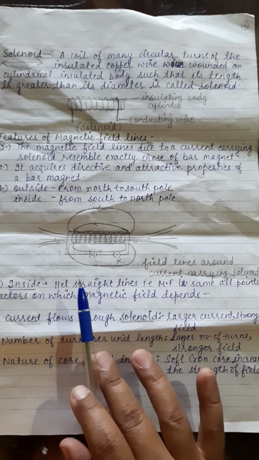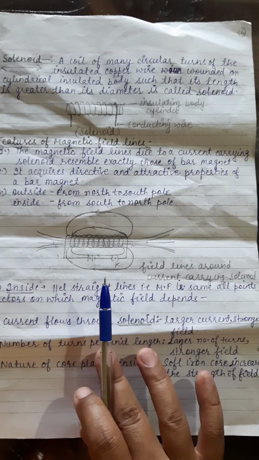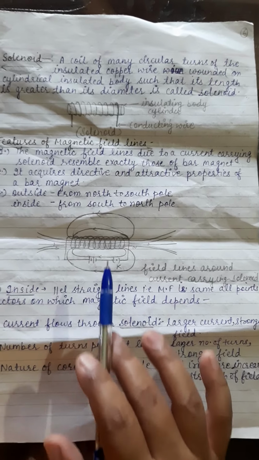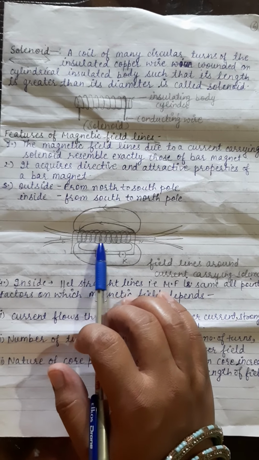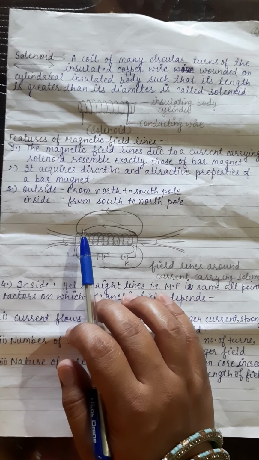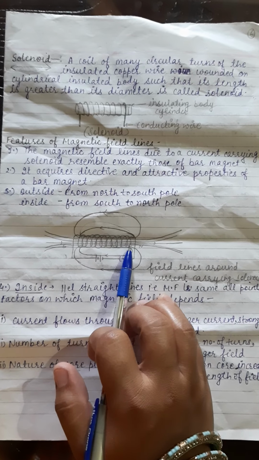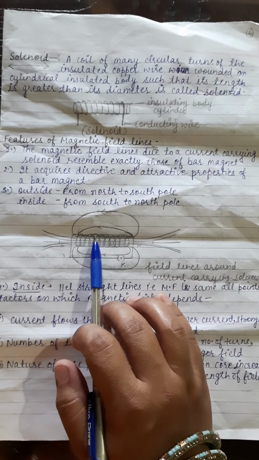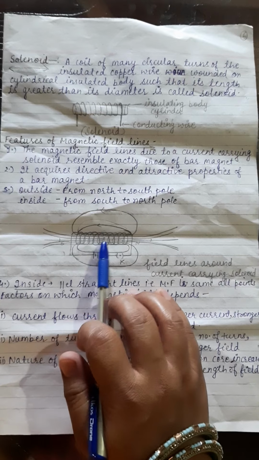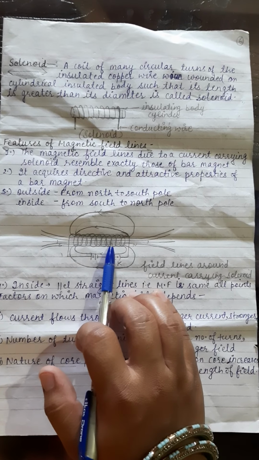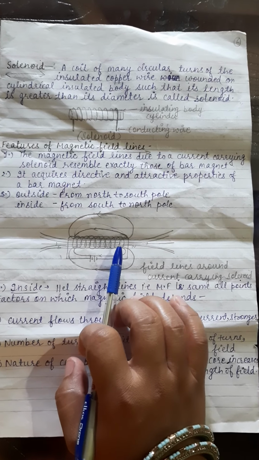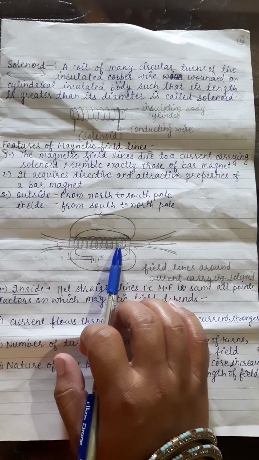Now on what factors will the magnetic field of a solenoid depend, let's have that. The first factor is, you can see here there are a number of turns. So the magnetic field of a solenoid will depend upon the number of turns. If the number of turns is increasing, then the magnetic field also increases. Second one is the current flowing in this solenoid, and if the current increases, again the magnetic field lines also increase and hence the magnetic field strength.